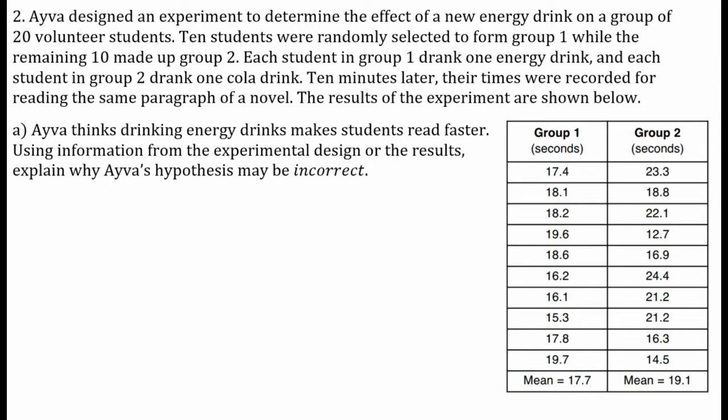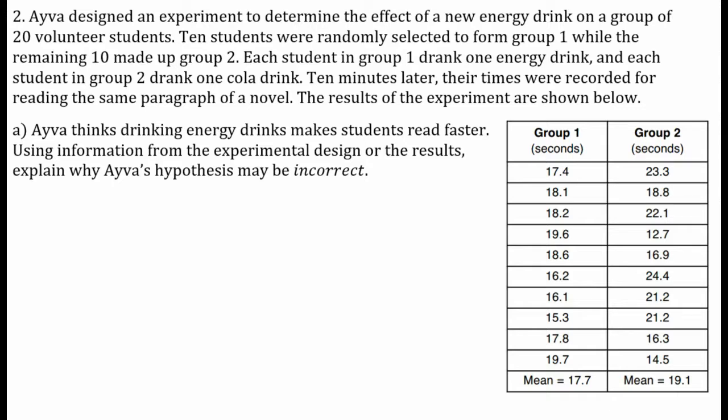Number two is a Regents question that I was not entirely a fan of, so I threw it on the homework instead of putting it on the test because it's a better homework question to talk about. Ava designed an experiment to determine the effect of a new energy drink on a group of 20 volunteers. 10 students were randomly selected to form Group 1, while the remaining 10 made up Group 2. So she's doing an experiment here.